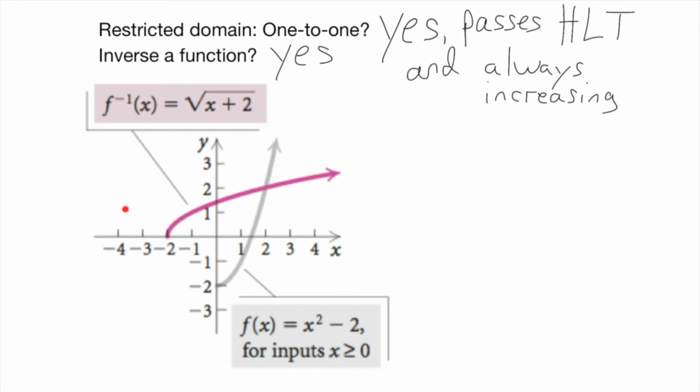This function with a restricted domain is, yes, one-to-one. It passes the horizontal line test. Here, the gray function, you can draw as many horizontal lines as you want, and they'll touch at most 1 point. So is the inverse a function? Yes. It passes the vertical line test.